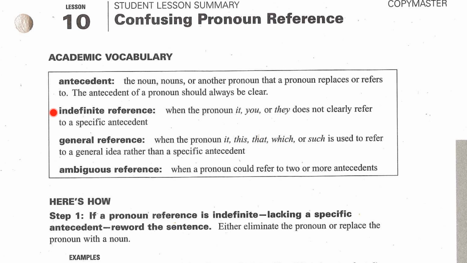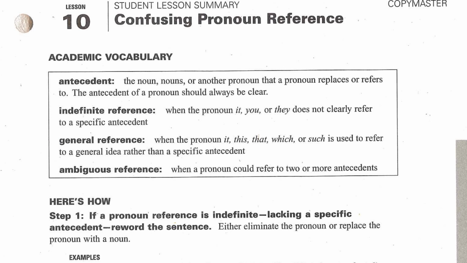An indefinite reference. So we had indefinite pronoun, so let's see what this means. When the pronoun it, you, or they does not clearly refer to a specific antecedent, that's called an indefinite reference.